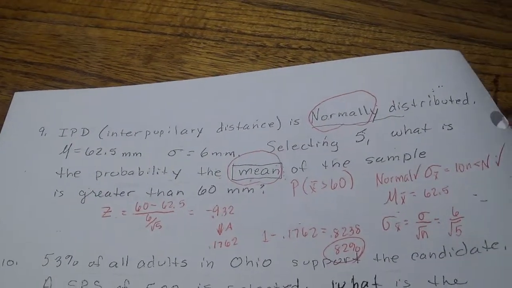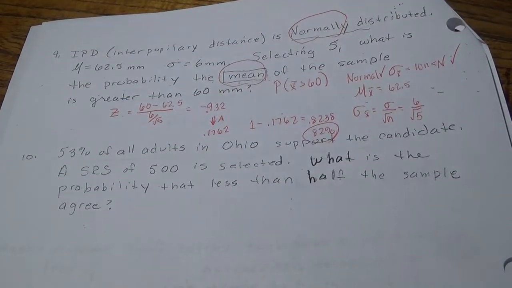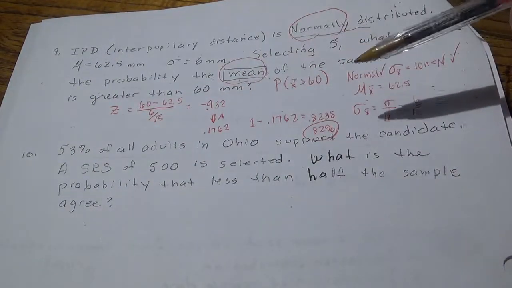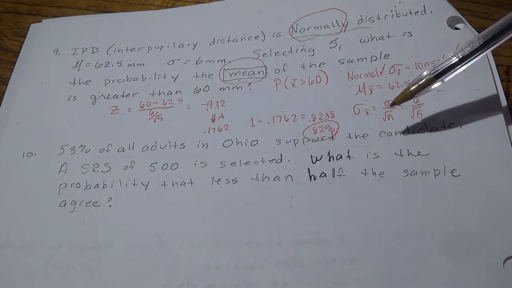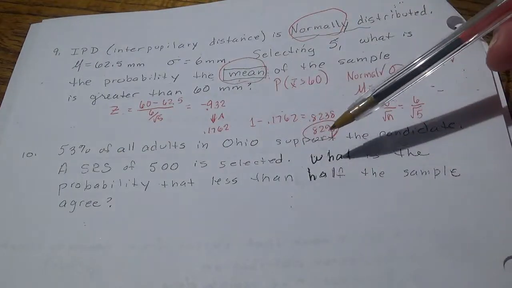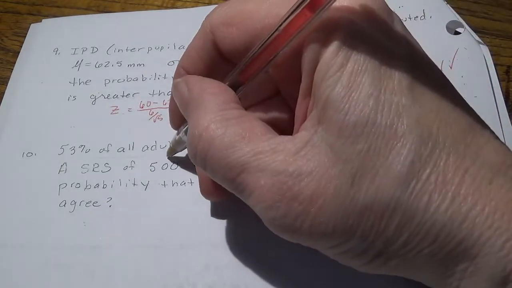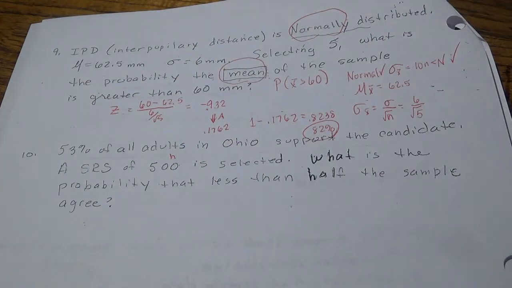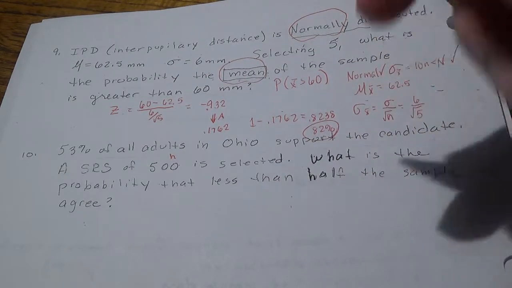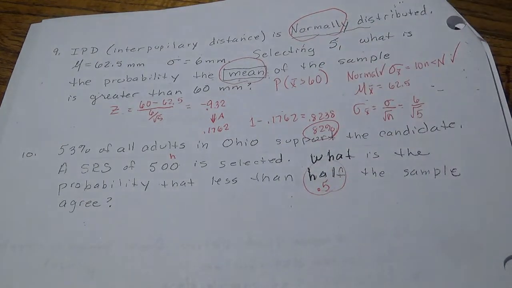All right, on number 10, 53% of all adults. So when you see a percentage, it looks like we're going into p-hat land. So p-hat team, be helpful. 53% of all the adults in Ohio supported the candidate. An SRS of 500, so that means the little n. What is the probability that less than half, so what proportion are they talking about? 0.5, then half the sample agree.